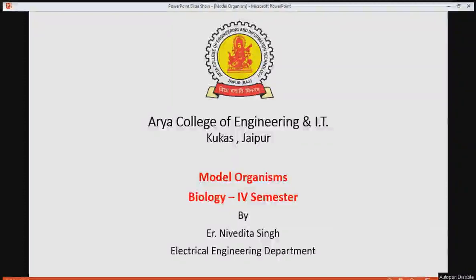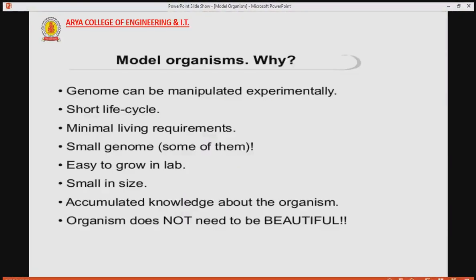Everyone, today we will study model organisms. So what is a model organism and why is it used? A model organism is a non-human species that is extensively studied to understand particular biological phenomena, with the expectation that discoveries made in the model organism will provide insight into the working of other organisms.